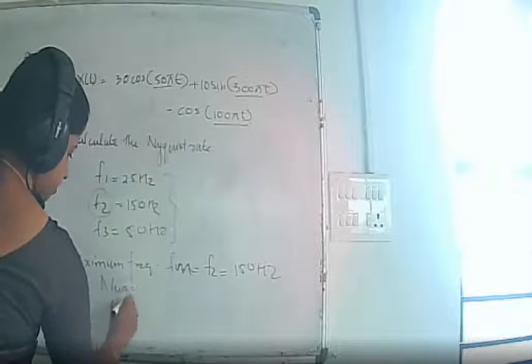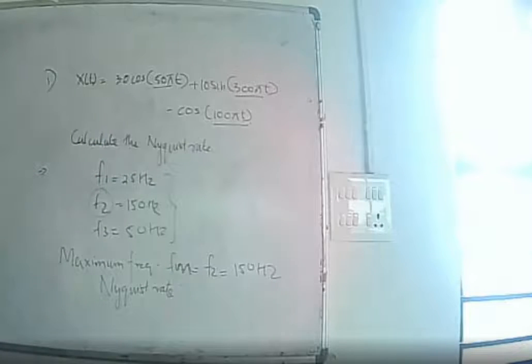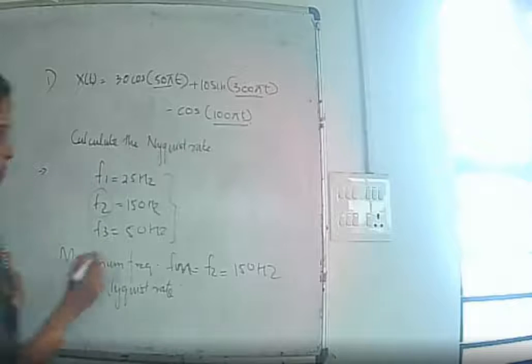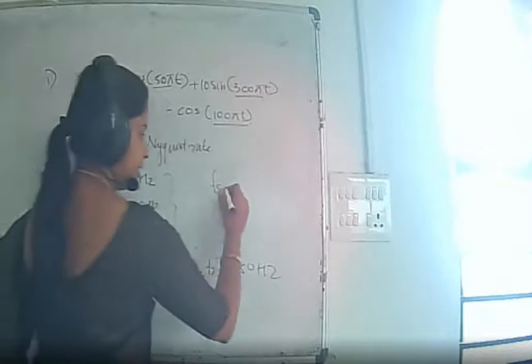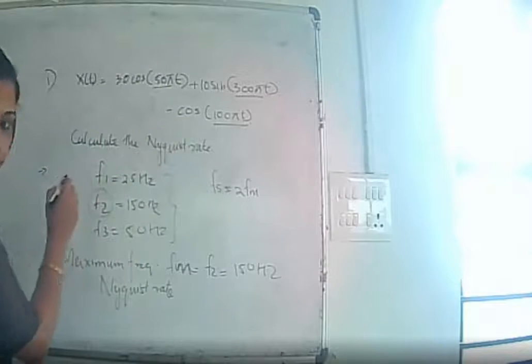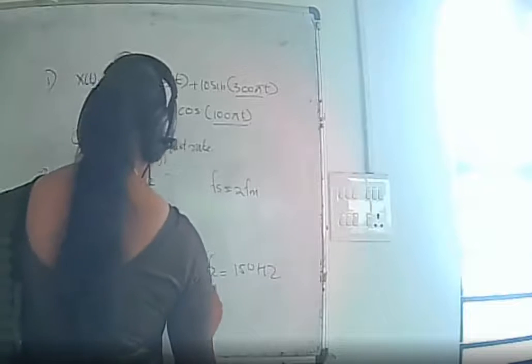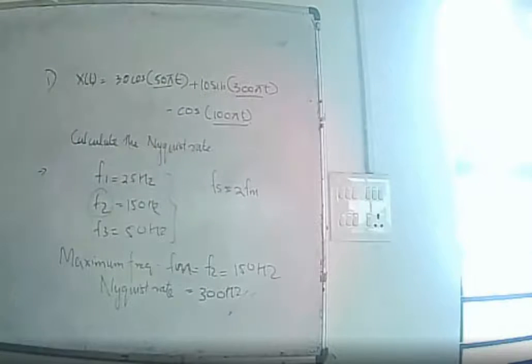So what will be the Nyquist rate? The Nyquist rate is Fs, which is 2 times Fm, which is 300 hertz. Is this clear?